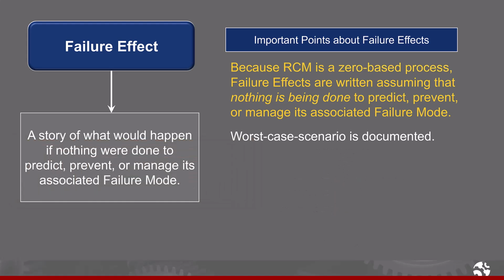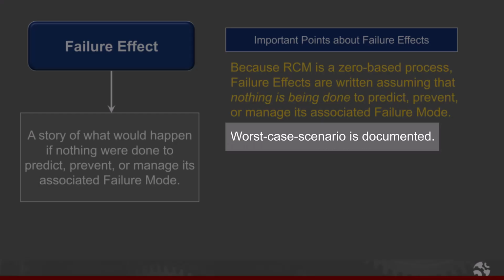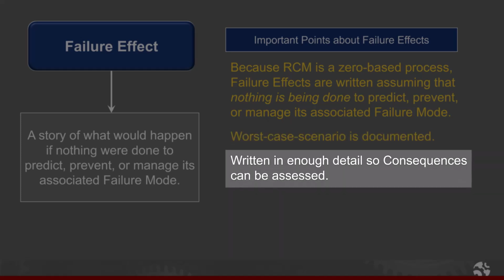When we write failure effects, we record the worst case scenario. And the main reason we write failure effects is so that consequences can be assessed.